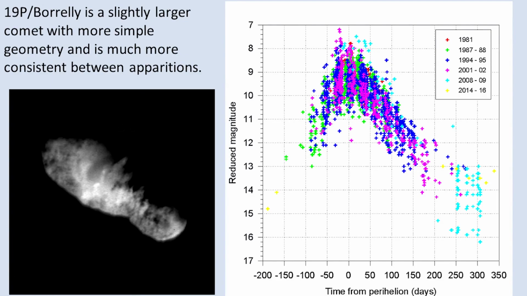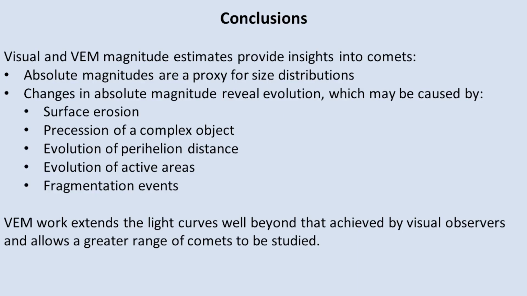19P Borrelly is a larger object, and perhaps for that reason, the light curve is much more repeatable from one return to the next. So I think we're on possibly some hints that it may be shape of the comet and size that is governing some of this variation.